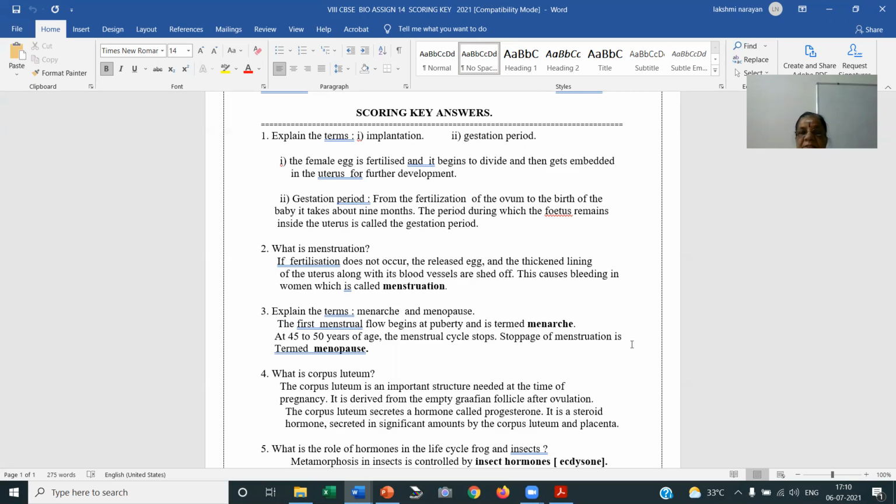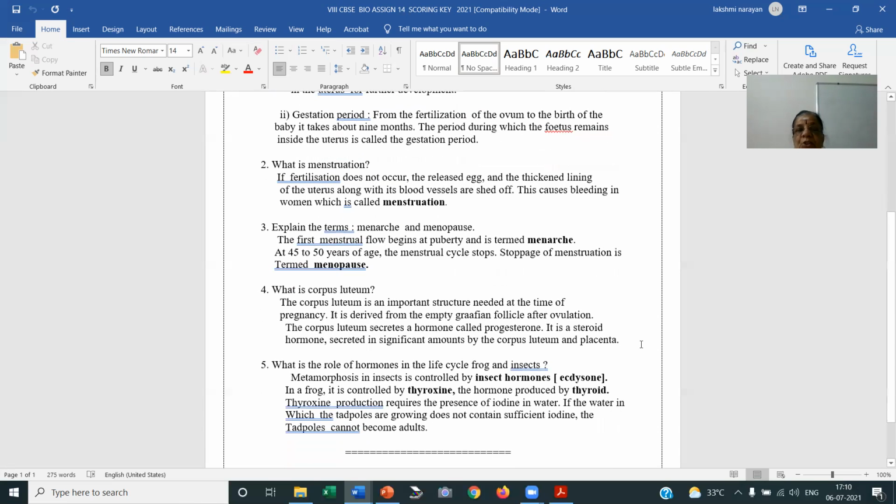Then what is menstruation? It's given in our textbook. If fertilization does not occur, the released egg and the thickened lining of uterus along with blood vessels shed off. This causes bleeding in women, which is called menstruation. I hope you follow. Otherwise, we say the unfertilized egg and the thickened lining of the uterus along with blood vessels will come out as menstrual blood. It causes menstruation.